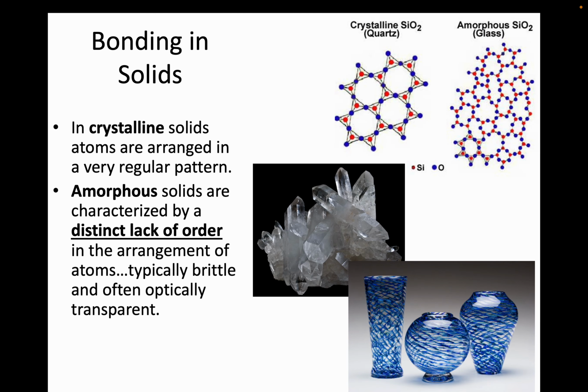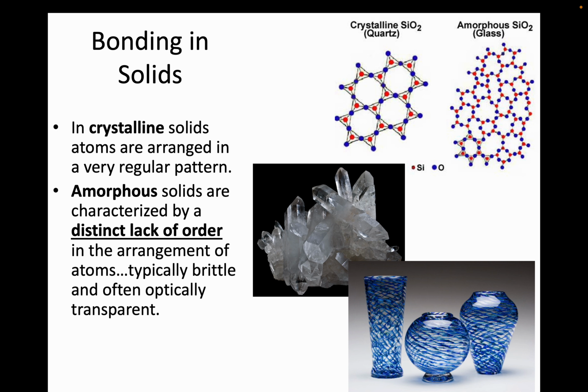When we're thinking about solids and the bonding within them, we want to contrast crystalline and amorphous materials. Crystalline solids are arranged in a very regular pattern. This would be an example for the mineral quartz, which has the formula SiO2. Notice how it has a pattern that's being repeated again and again. That's a characteristic of all crystalline solids.